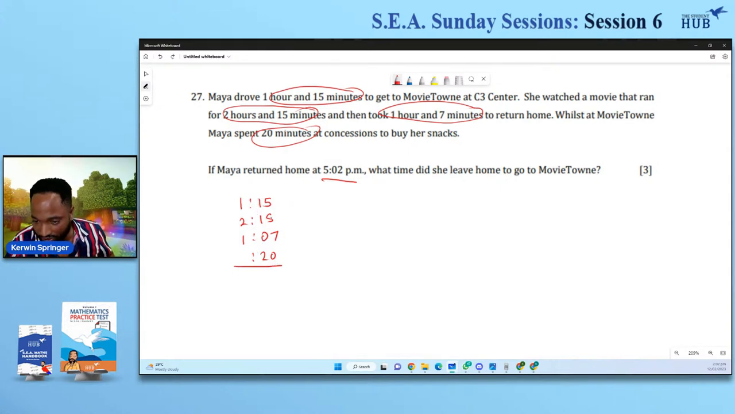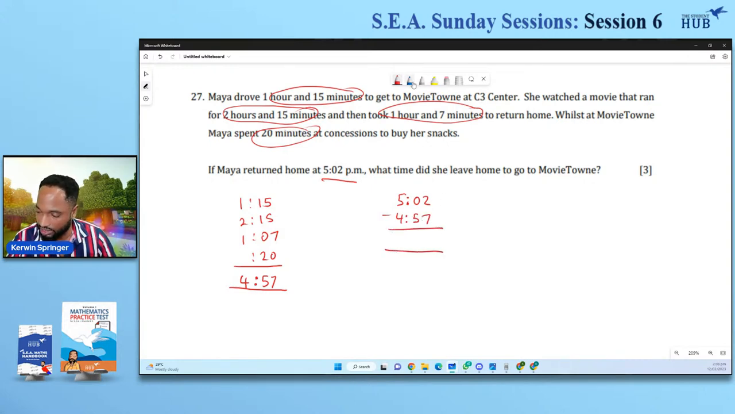So 15 and 15 is 30. And 7, so 37, so this is like 57, is that correct? And now we have 4 hours and 57 minutes in total. Let the subtracting begin. So in total, she took 4 hours and 57 minutes, and now I need to subtract that from the ending time, which is 5:02. And let's see what happens.